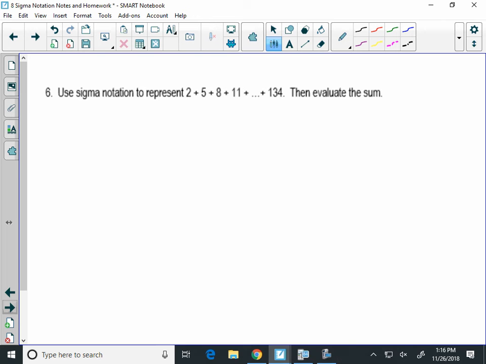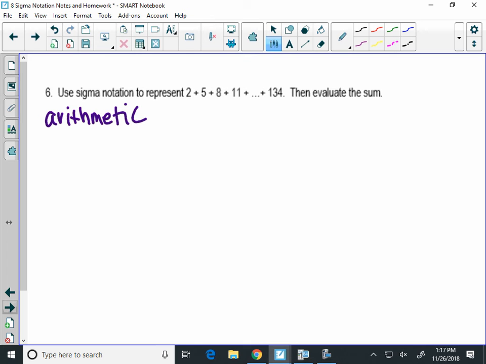So number 6, we're going to write sigma notation to represent 2 plus 5 plus 8 plus 11 all the way up to 134. Well, first of all, we need to decide, is this arithmetic or geometric? What type of series? Are you adding, multiplying? Adding. So this is arithmetic.